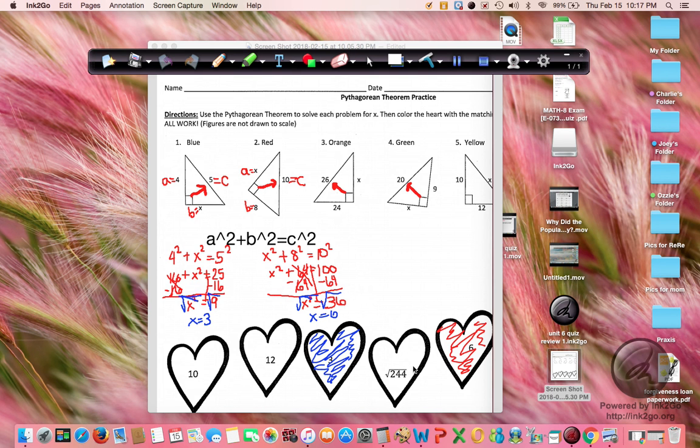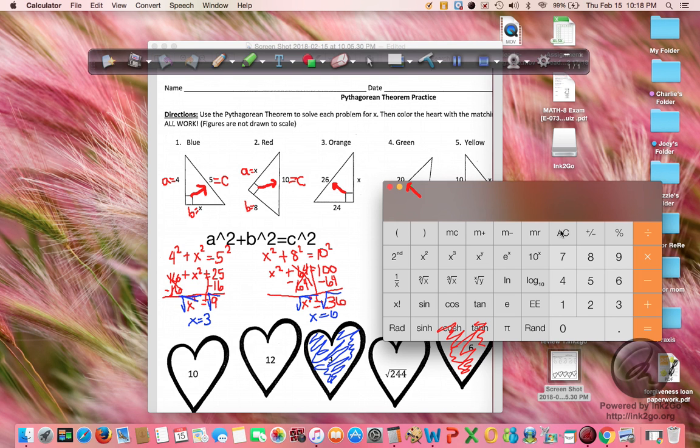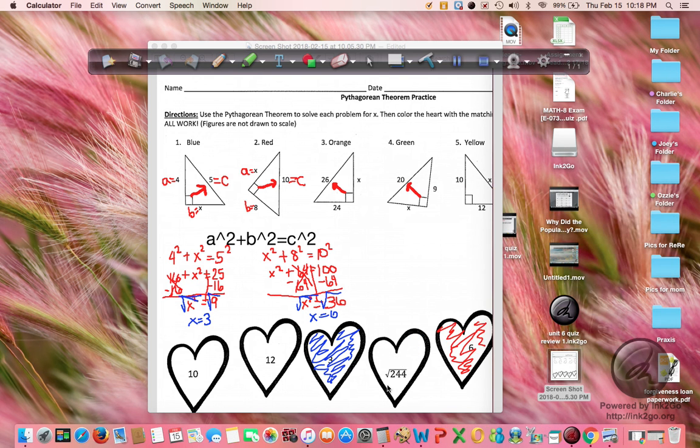Now, in some cases, they don't want you to find the decimal version. For example, if we did the square root of 244, we would get an irrational number. That's a decimal that just keeps going on forever. Any square root that's not perfect is irrational. So you wouldn't have to find the actual square root, the decimal version. Once you got to this stage, if that was the square root of 244, you could go ahead and color this. That's all you have to do for this one.